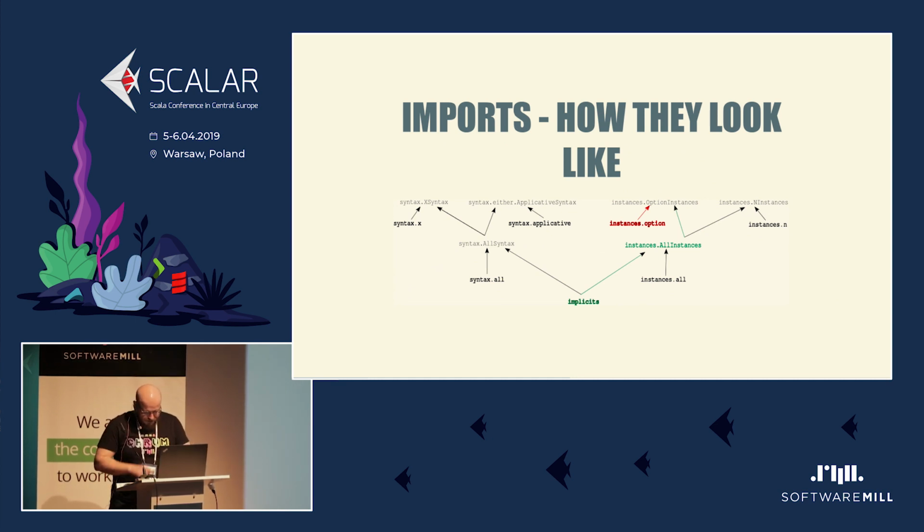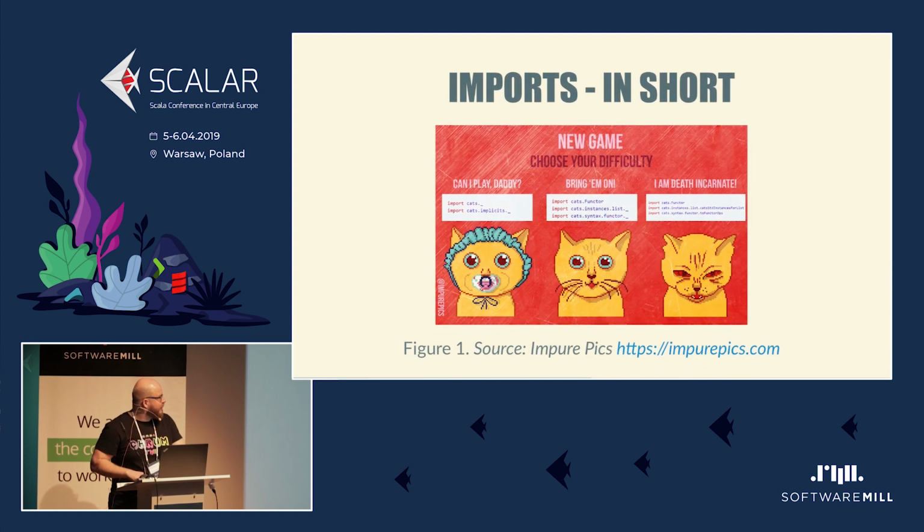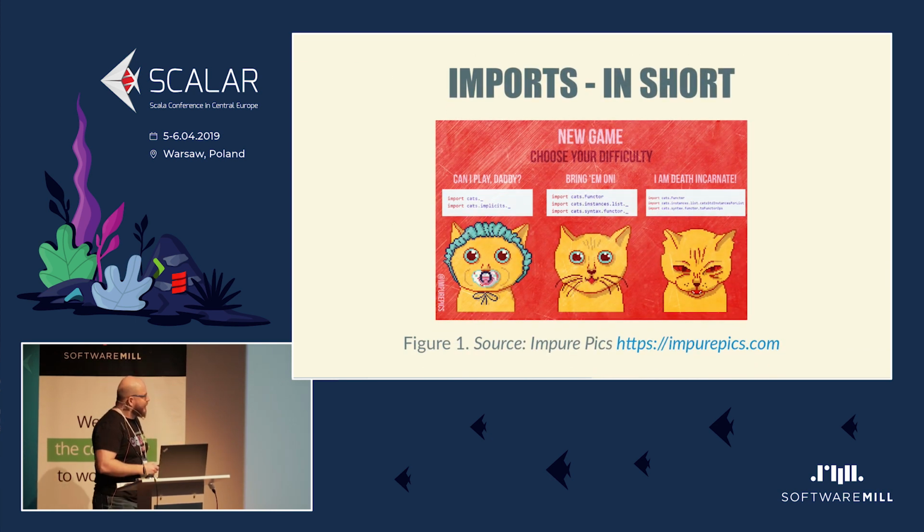I literally discovered this particular picture yesterday. So that's one way to look at the import hierarchy. It's from ImpurePics. It's a bit of a webcomic about functional programming in Scala. So basically, you can also look at this like difficulty levels in a video game. But the takeaway from this is you really only need to get good if you want to optimize, if your implicits are taking too much, and if your team knows how those imports operate. Otherwise, it's okay to play on easy mode.